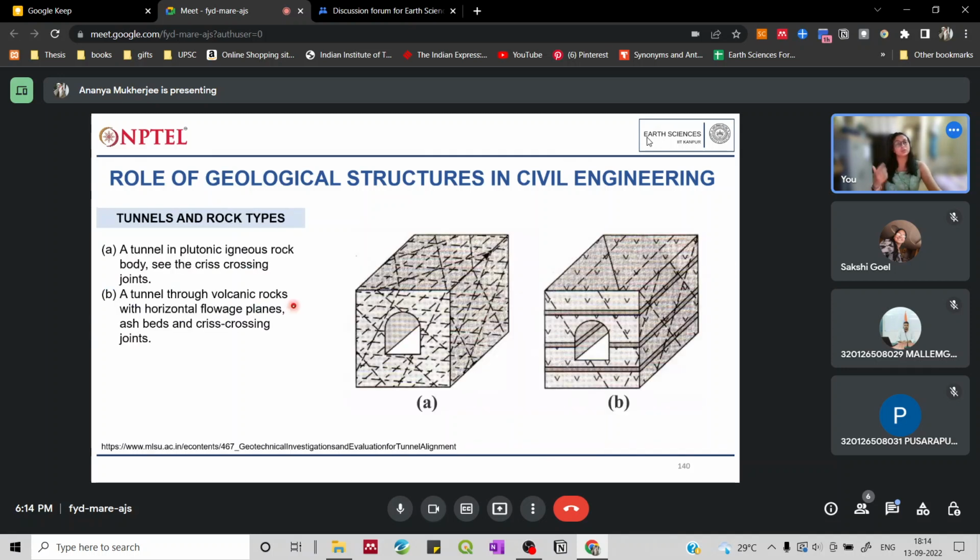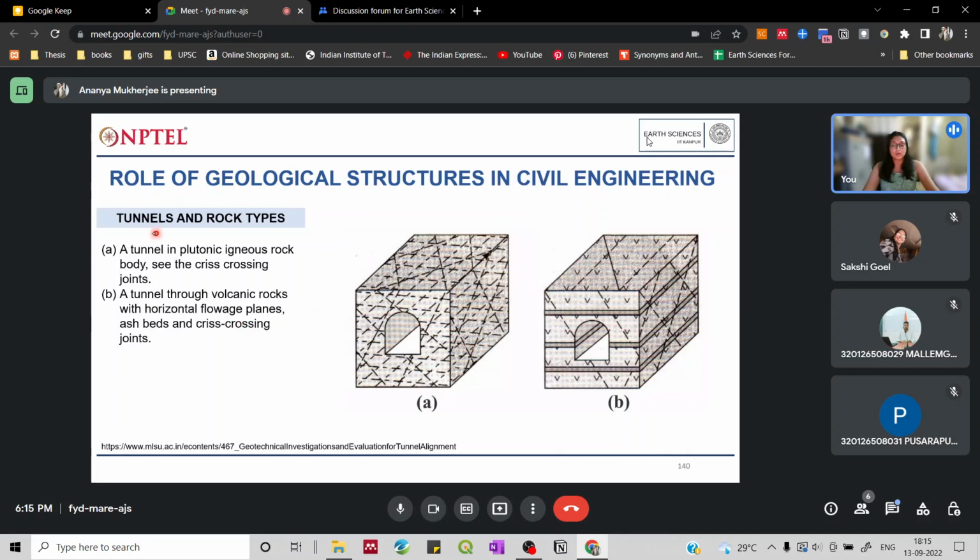Now we come to another major civil engineering feature that we build, that is the tunnels. So for tunneling, the first thing necessary to understand is homogeneity and heterogeneity. If there is more homogeneity, I'm saying more because absolute homogeneity is very difficult to find in nature, then it is more suitable to build tunnels there.